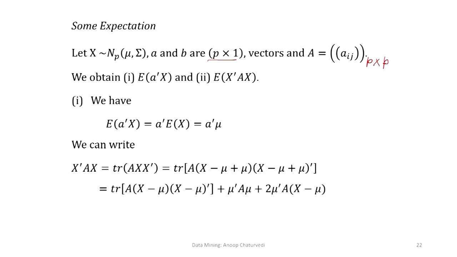So, for obtaining expectation of a transpose x, it is very simple. You simply take expectation of a transpose x, and a is a vector of constants. So, you can take expectation inside and can write it as a transpose expectation of x. Expectation of x is equal to mu. So, ultimately you obtain a transpose mu.